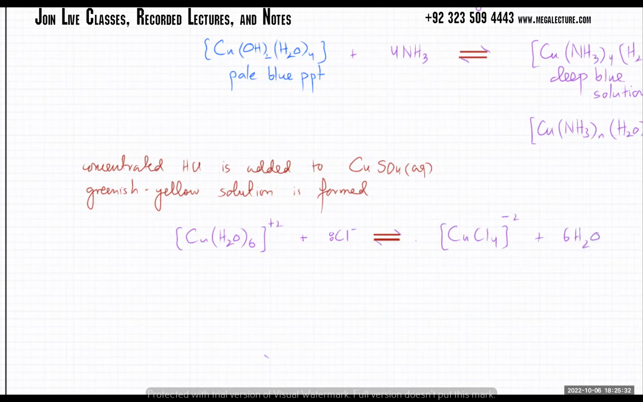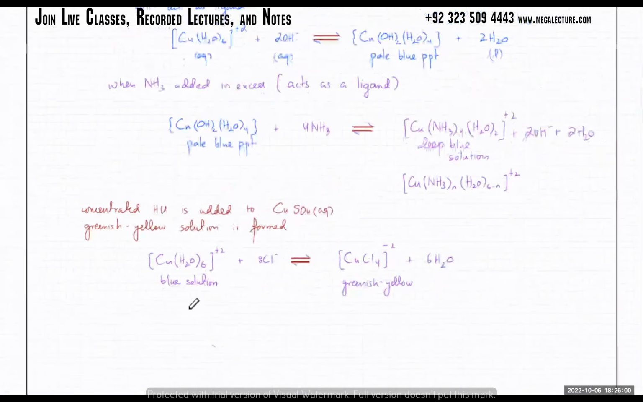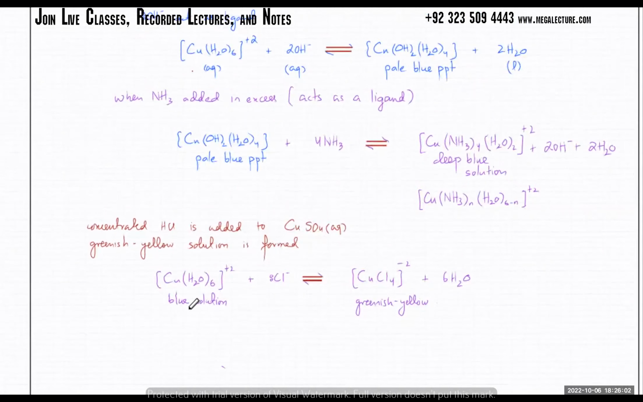So this is your blue solution. And that's your greenish yellow solution. Technically, it's a yellow solution. The reason it appears green is that it's got some of this blue mixed into it. So what you see is something that's greenish yellow. So that's all about ligand exchange reactions.